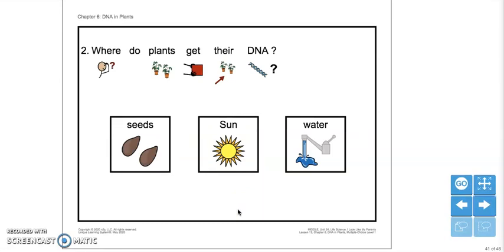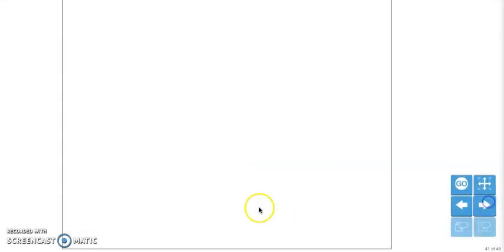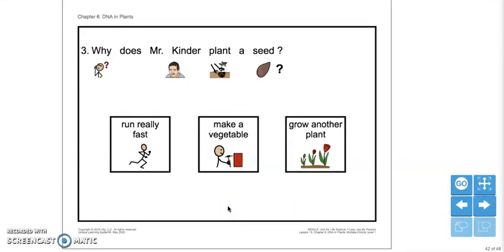Question 2. Where do plants get their DNA? Seeds, sun, or water? Seeds. That's right. Plants get their DNA from seeds of another plant. Question 3. Why does Mr. Kinder plant a seed? Run really fast, make a vegetable, or grow another plant? Grow another plant. Mr. Kinder planted another seed so that he could grow another plant.